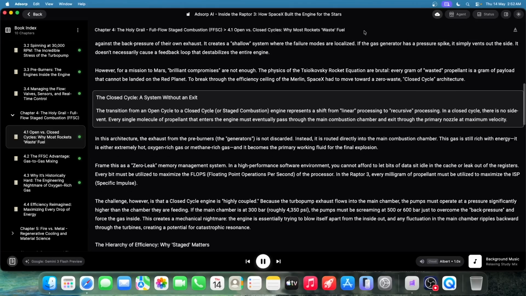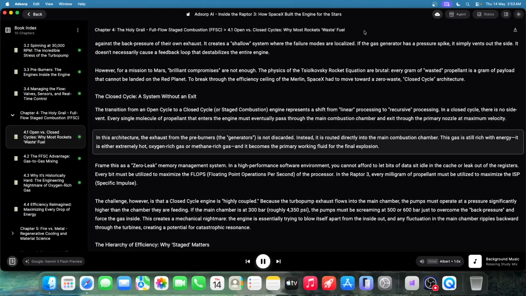In the closed cycle, a system without an exit, the transition from an open cycle to a closed cycle, or staged combustion engine, represents a shift from linear processing to recursive processing. In a closed cycle, there is no side vent. Every single molecule of propellant that enters the engine must eventually pass through the main combustion chamber and exit through the primary nozzle at maximum velocity.